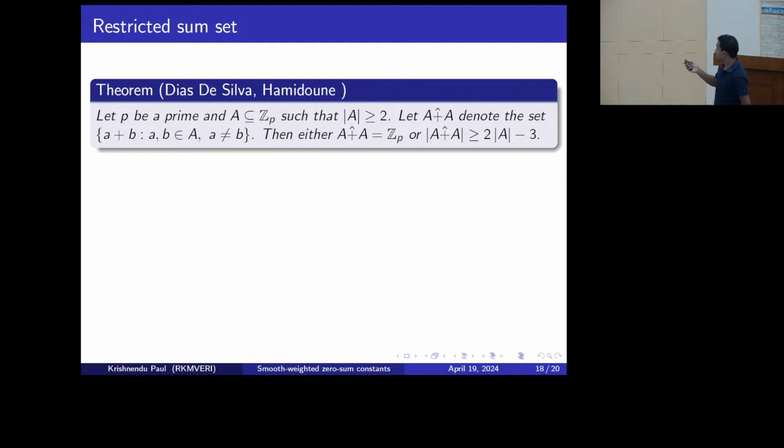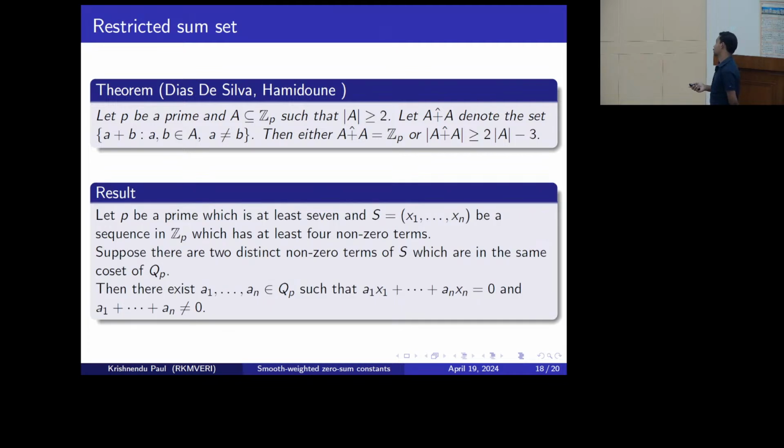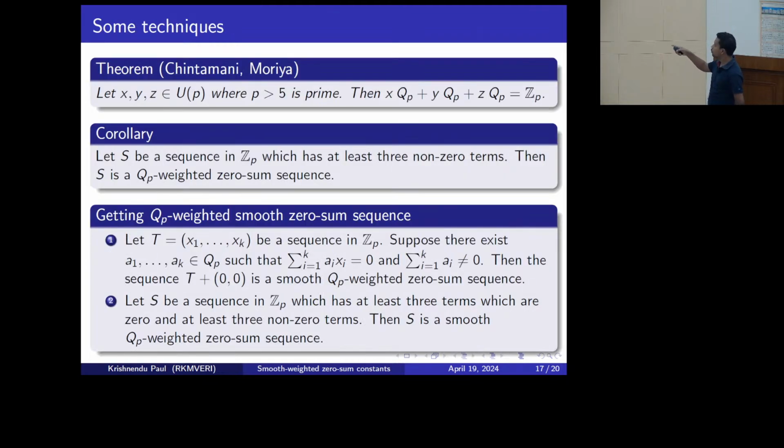So using these last two results, we will prove that E bar cube equals P plus 2. Okay. So by that Dias da Silva and Hamidoune result, we are proving a part of the first one.